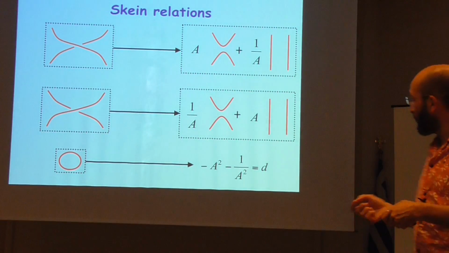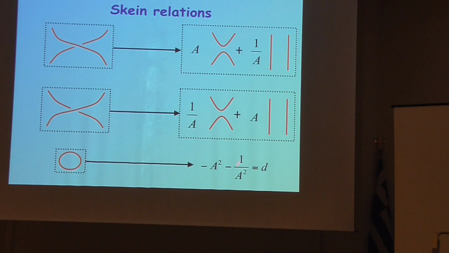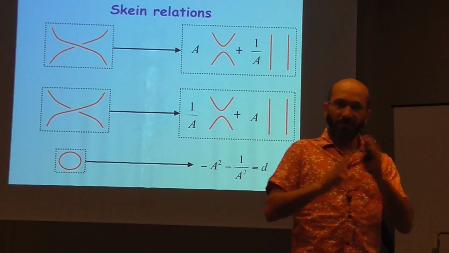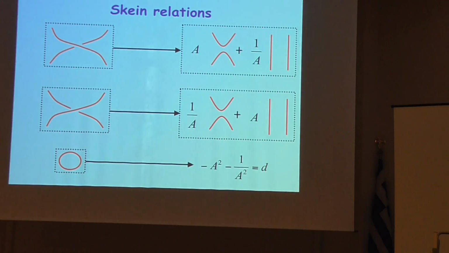And for these loops that don't cross each other, you assign a number, d, that is a particular function of a. And why this function, you will see in a minute. So these are the skein relations. We have the Reidemeister moves that transform between equivalent links, and the skein relations that decompose links into numbers.